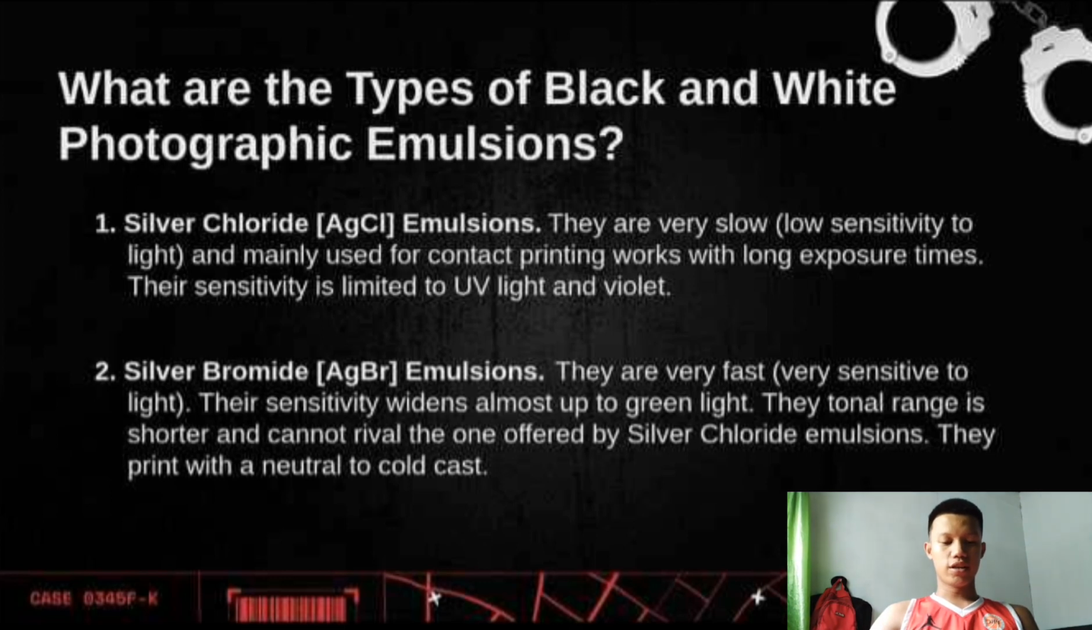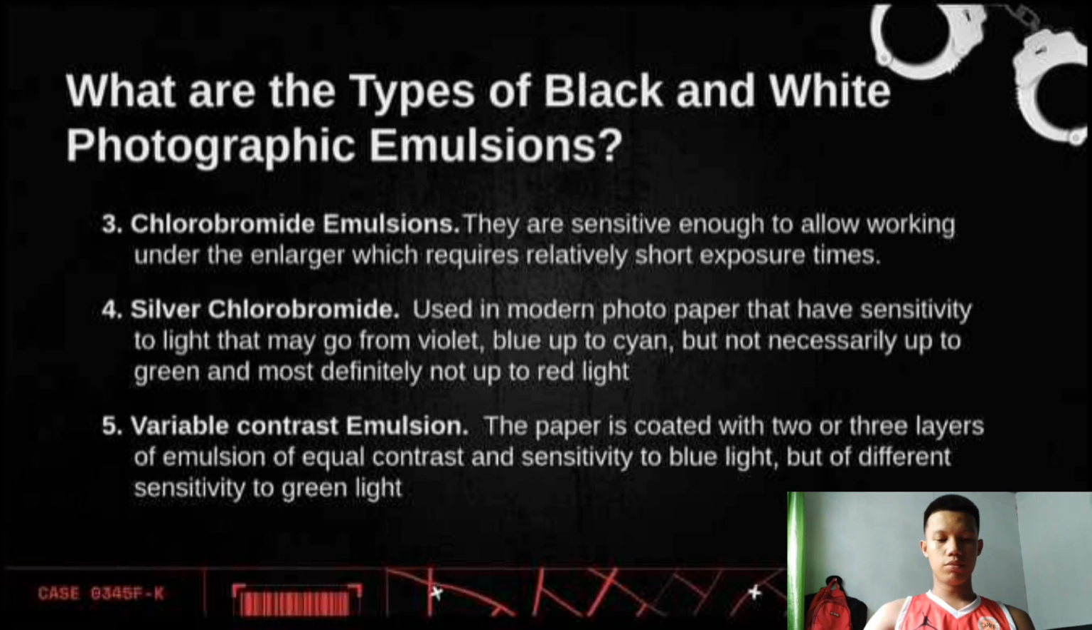Chlorobromide emulsion. They are sensitive enough to allow working under the enlarger, which requires relatively short exposure times. Silver chlorobromide is used in modern photo paper that has sensitivity to light that may go from violet, blue up to cyan, but not necessarily up to green, and most definitely not up to red light.